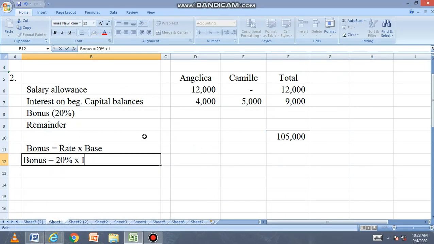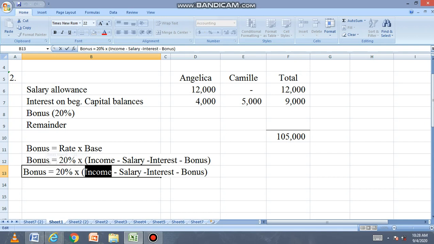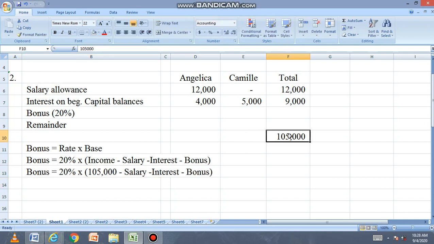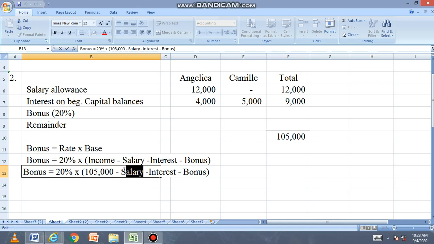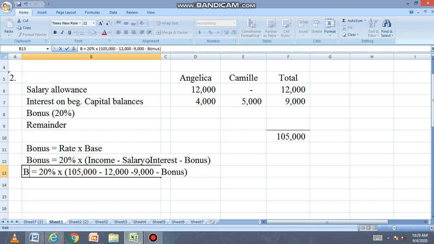So, if i-translate natin siya, income less salary less interest less bonus. 20% daw nito. Lagyan natin ng parenthesis. And then, i-replace natin yung mga items na given sa problem. Income is 105. Then, salary is 12,000. Interest is 9,000. Then, minus bonus. I-replace na natin yung bonus ng letter B lang, para hindi mahirap.